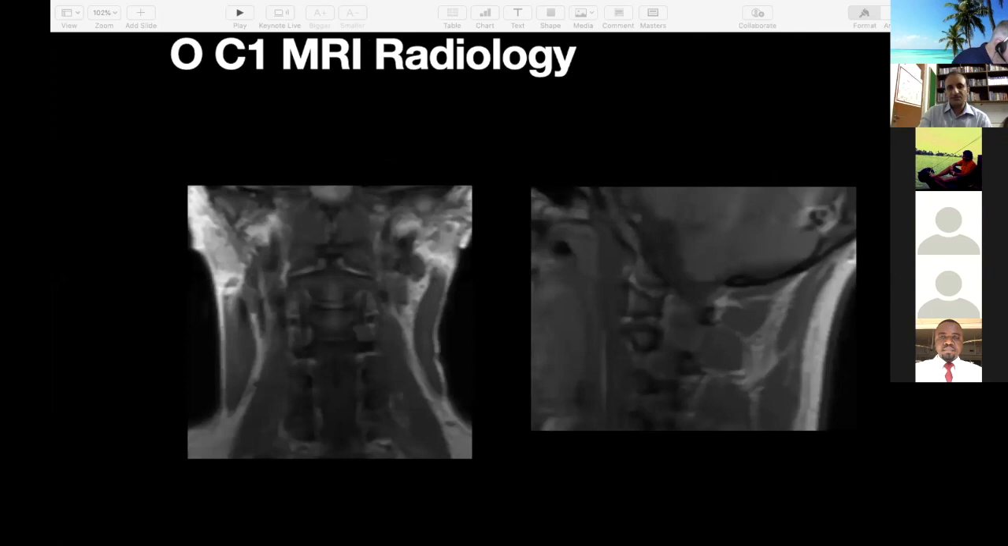Now, how does OC1 look on an MRI? On coronal images, it's not a very well-defined joint as compared to C1-C2. So when you see an MRI, C1-C2 comes out very clear, and you may not have great clarity in OC1. However, in sagittal MRI, the occipito-atlanto joint is very clear, and you need to define it. You need to study that anatomy, okay? So this is how OC1 looks.